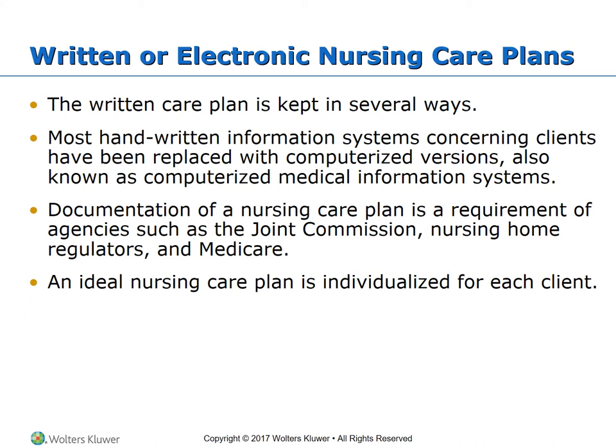Remember the following steps involved in planning: setting priorities, establishing expected outcomes, selecting nursing interventions, and then writing a care plan. I want you to know the steps, and I want you to know the sequence of those steps. You set your priorities, establish your expected outcomes, select your nursing interventions, and then write your nursing care plan. And that is chapter 35.